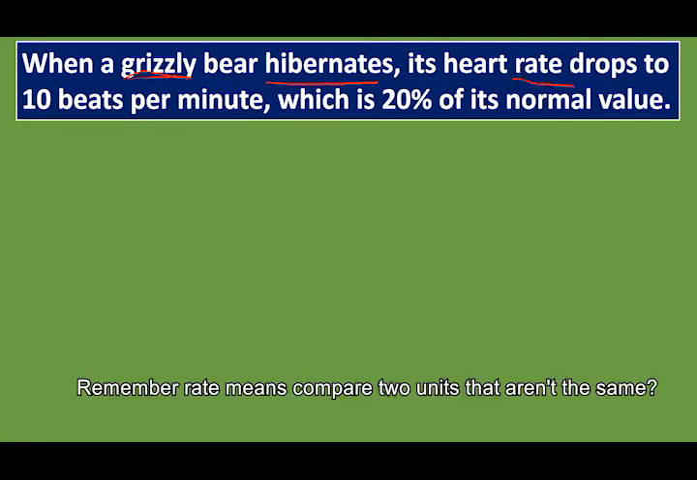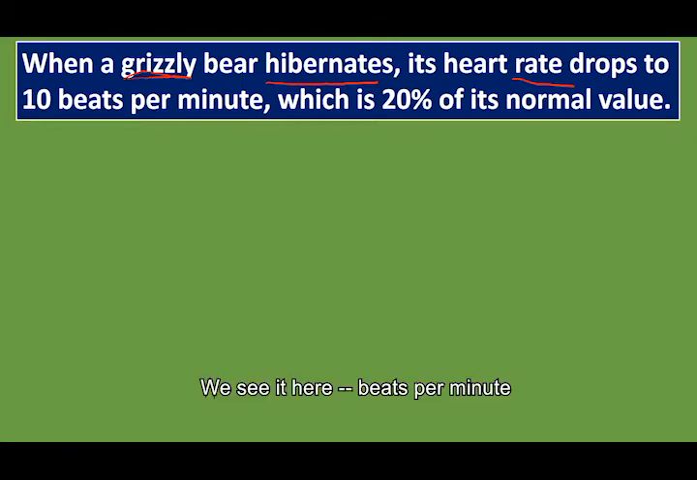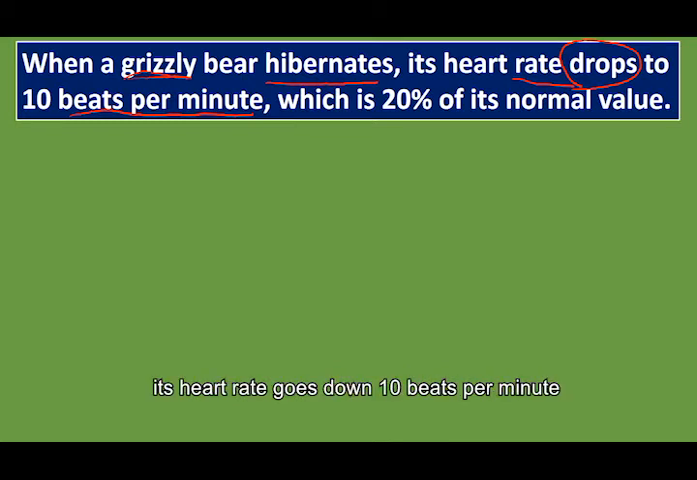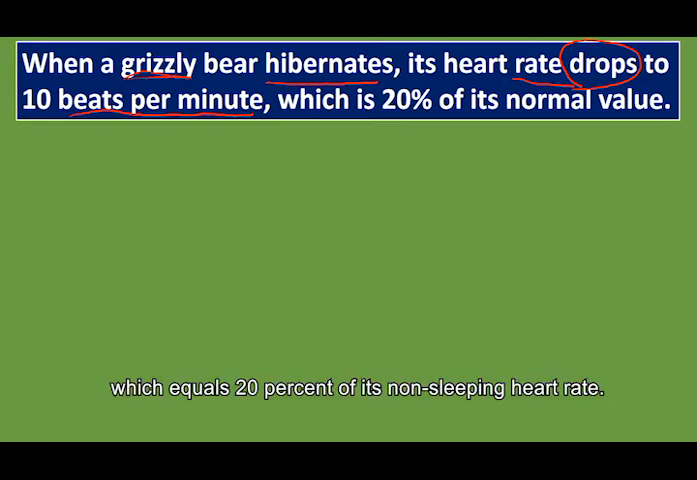Rate. Remember, rate means compare two units that aren't the same. We see it here, beats per minute. Drop. Drop means to go down. So, altogether, it means when a grizzly bear sleeps in winter, its heart rate goes down to 10 beats per minute, which equals 20% of its non-sleeping heart rate.